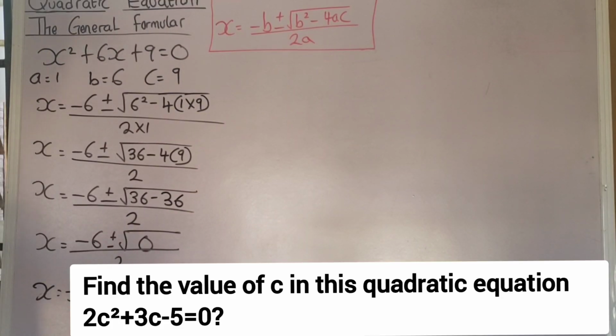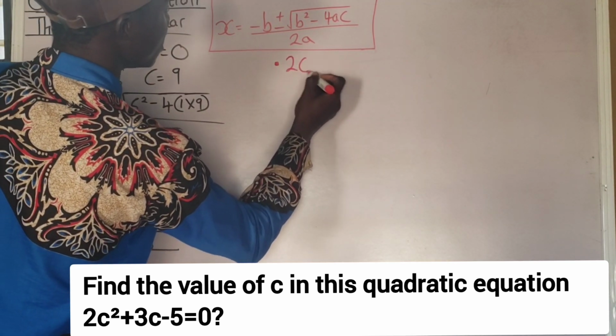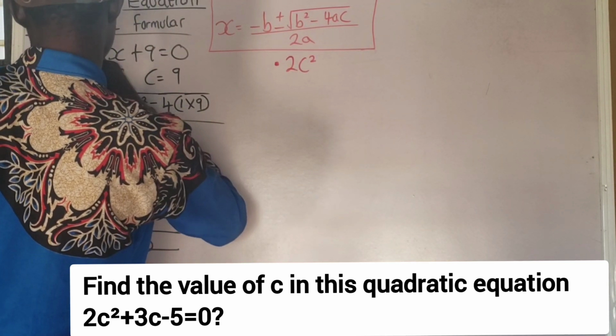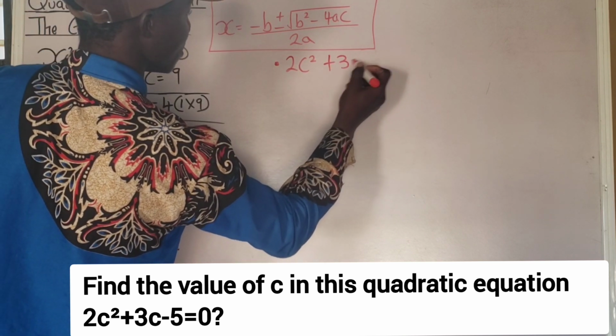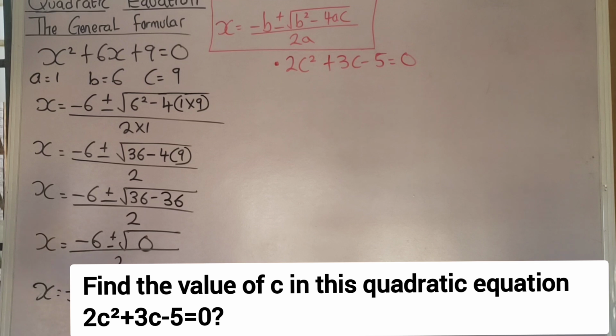Find the value of c in this quadratic equation: 2c squared plus 3c minus 5 equals 0. We are asked to find the value of c.